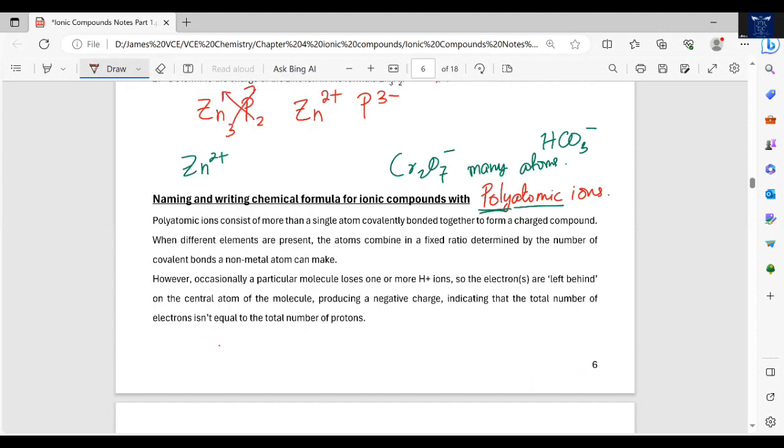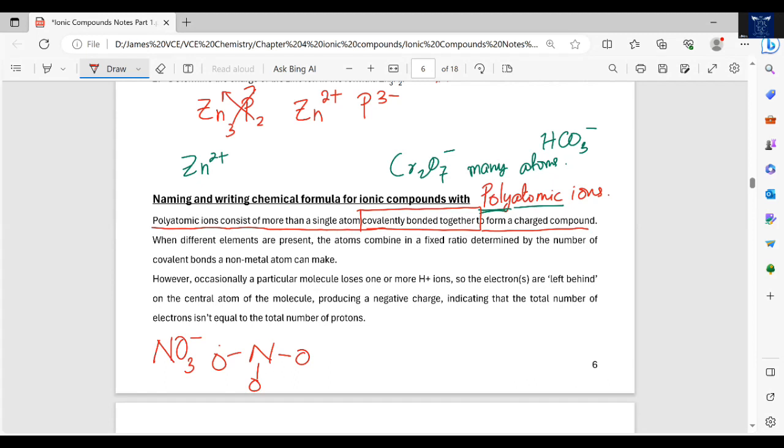Right, so in this case, your polyatomic ions consist of more than a single atom covalently bonded together to form a charged compound. In between them, for example, like Cr and O, or like H and carbon. Okay, the simplest one maybe we can look at is NO3 minus. N and O, the bond between them is covalent. When different elements are present, the atoms combine in a fixed ratio.